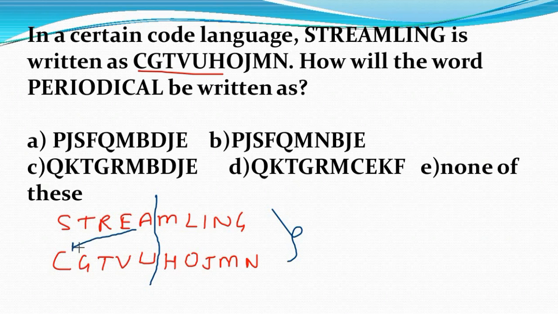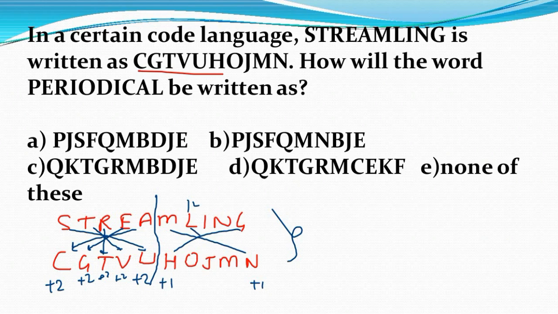S moves to U, which means the addition of two letters. T is moved to V, addition of two letters. R moves to T, plus 2. E is moved to G, addition of two letters. A moves to C, plus 2. And the last 5 letters: M to N means plus 1, and L is 12, M is 13, plus 1, and G to H is plus 1, and I to J is plus 1.